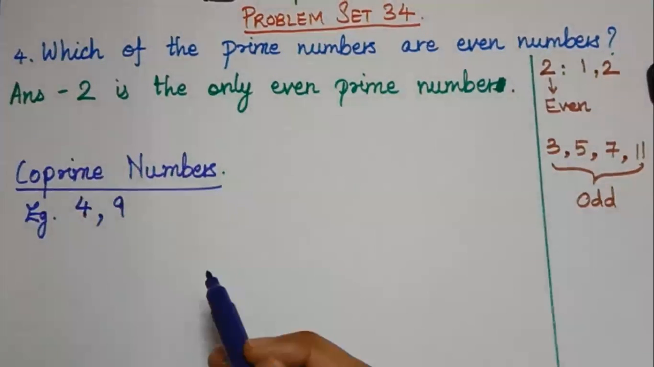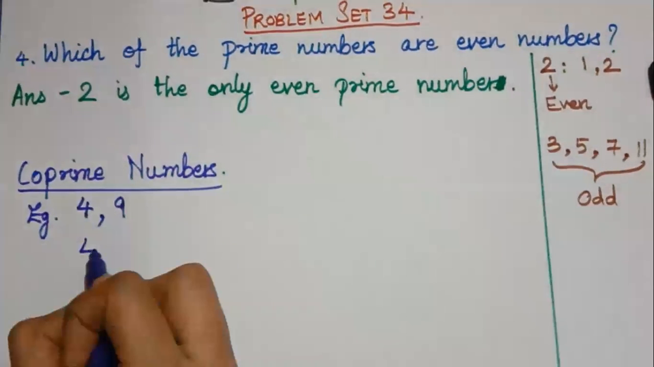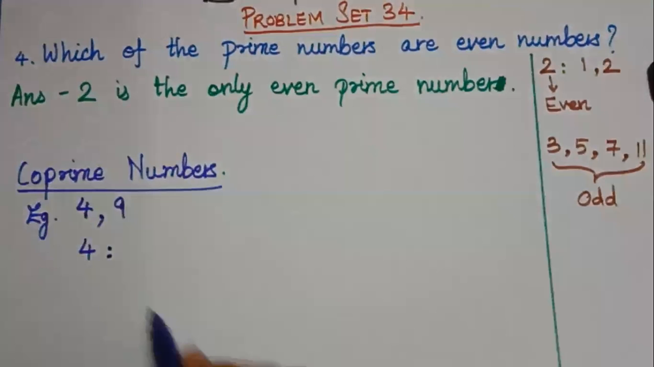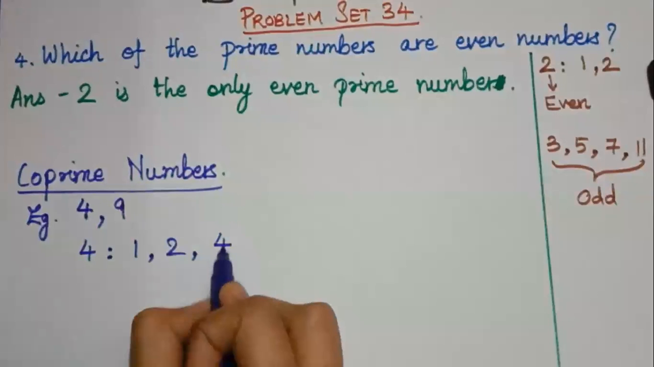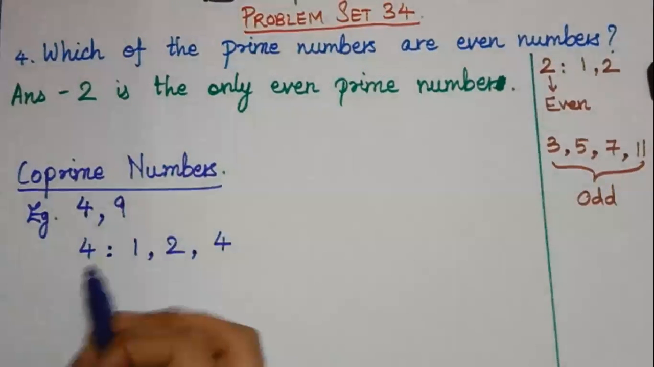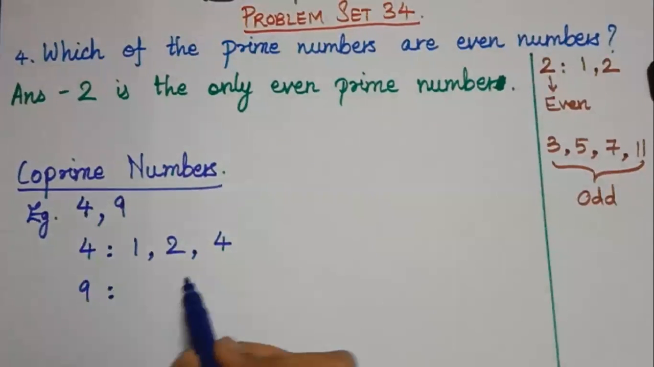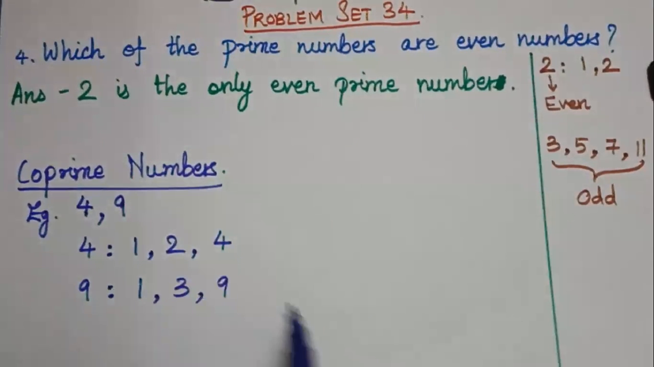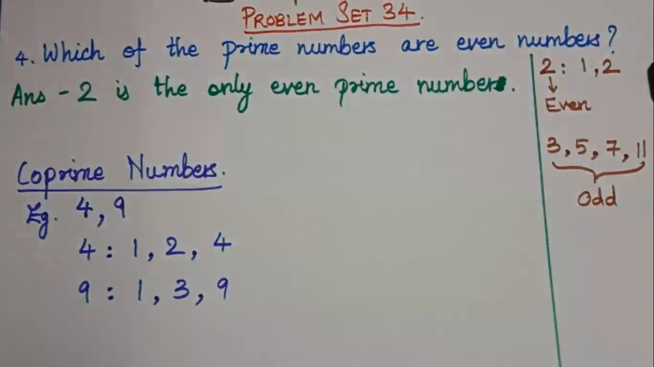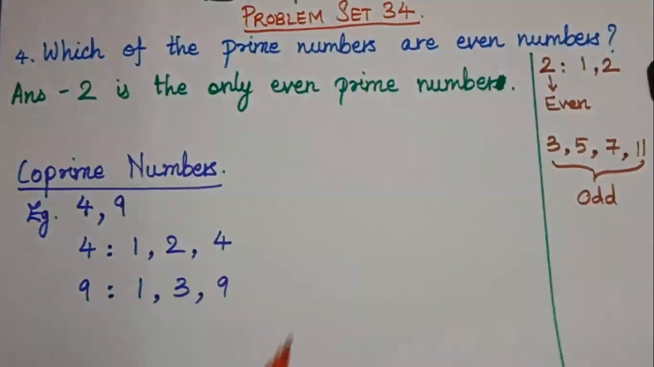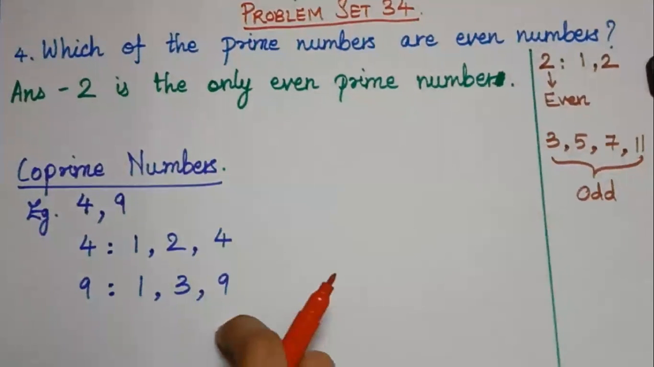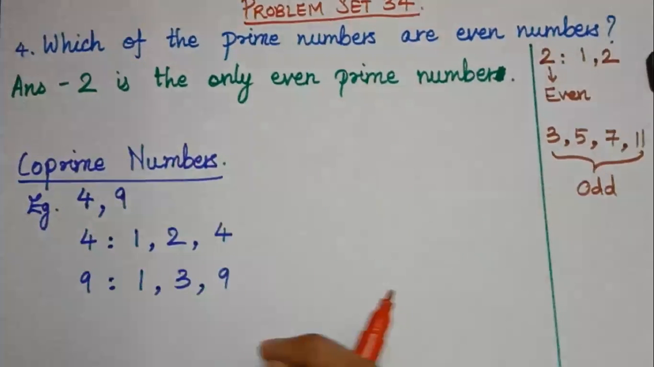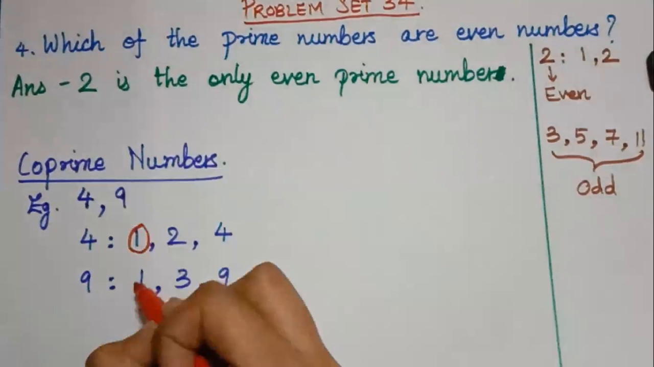Now, what I have to do is find out the factors for the number 4 first. So the factors for 4 are 1, 2 and 4. I hope you all now know how to find factors. The factors for the number 9 are 1, 3 and 9. Now, after doing this, girls, can you see that from all of these factors there is something common between the two? And what is that? That common number is the number 1, only 1.